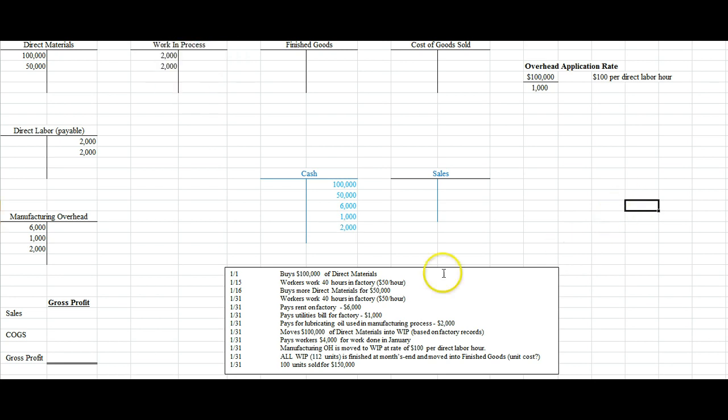Then we move $100,000 of direct materials into work in process. In other words, we look at our records from our guy that manages the warehouse, and he says that our workers checked out $100,000 worth of wood and metal and whatever other materials they need to make our dining room tables. So we take that out of direct materials and move it into work in process. Then we pay our workers. We always have to pay our workers. So how are we going to pay them? We'll pay them with cash.